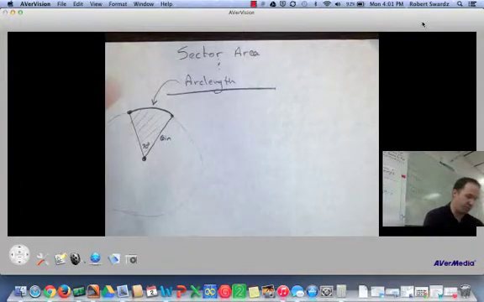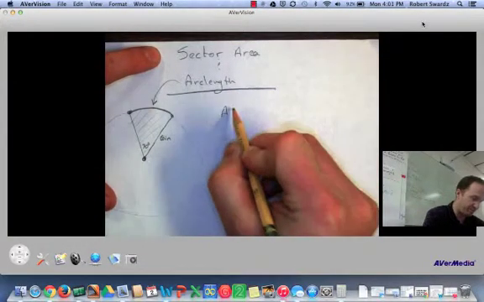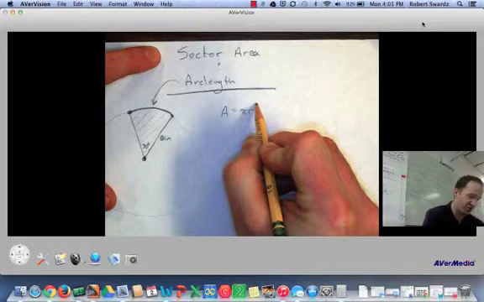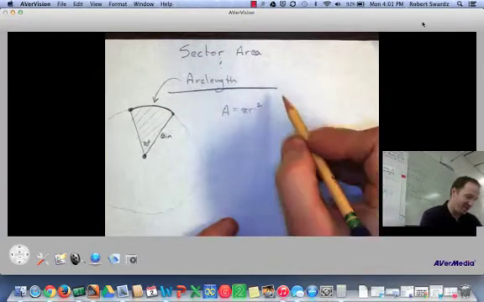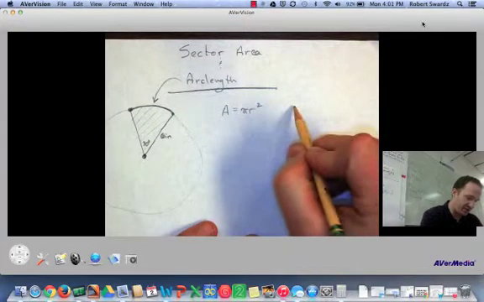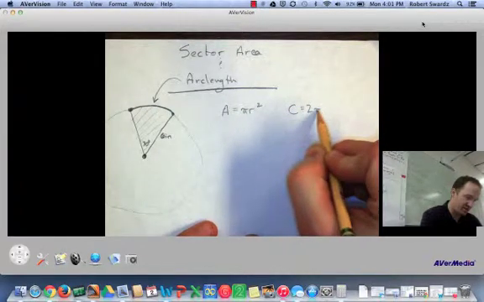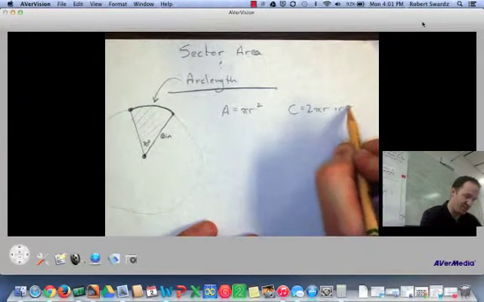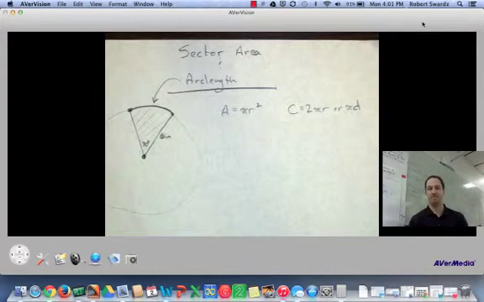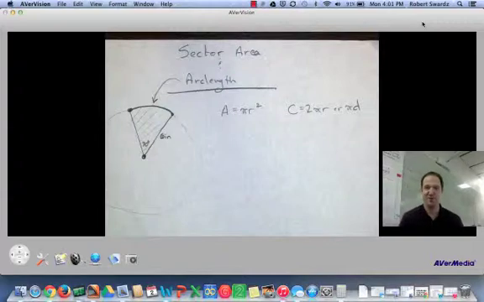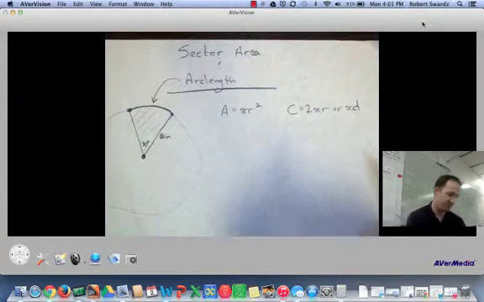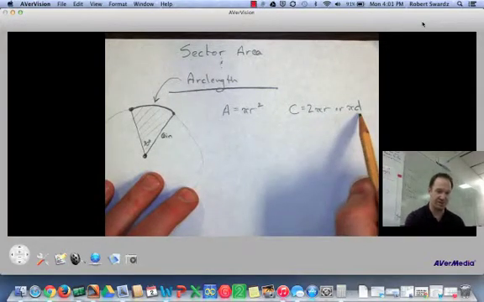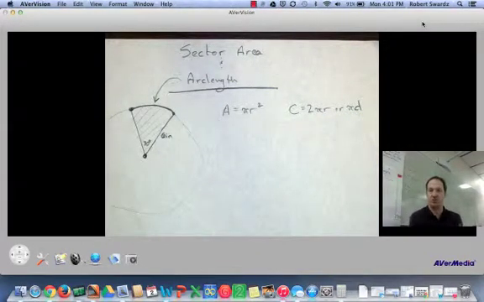Well, a couple of basic formulas we need. First of all, the area of a circle. Area of a whole circle is pi r squared. And the distance all the way around is 2 pi r, or pi d. These should be familiar formulas for you. You have used these formulas many times in previous classes. So in 2 pi r, r is the radius, d is the diameter of the circle. Either of those formulas work for circumference.